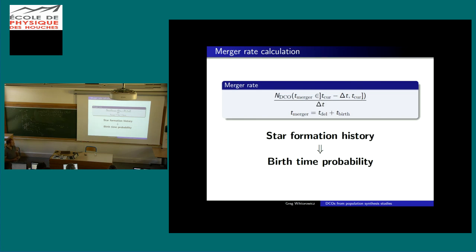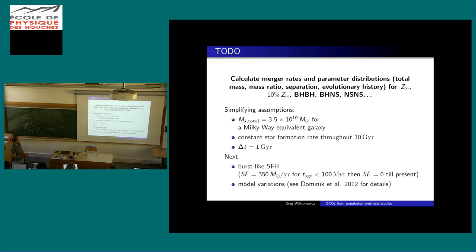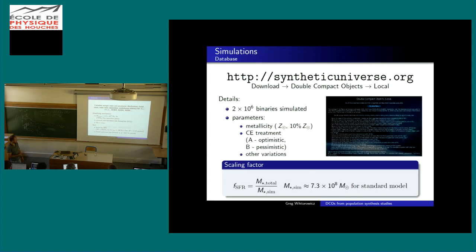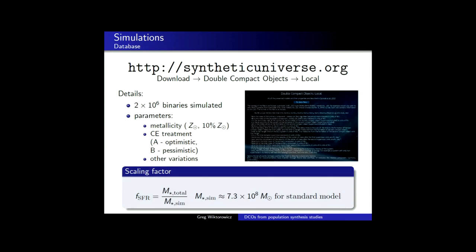And of course, later on, we need to apply this scaling factor. When we use a Monte Carlo approach, we cannot simply multiply by this scaling factor, but we need to repeat this sampling of star formation history a number of times, which can be calculated from this number and the total mass of a galaxy, which we assume according to this formula.